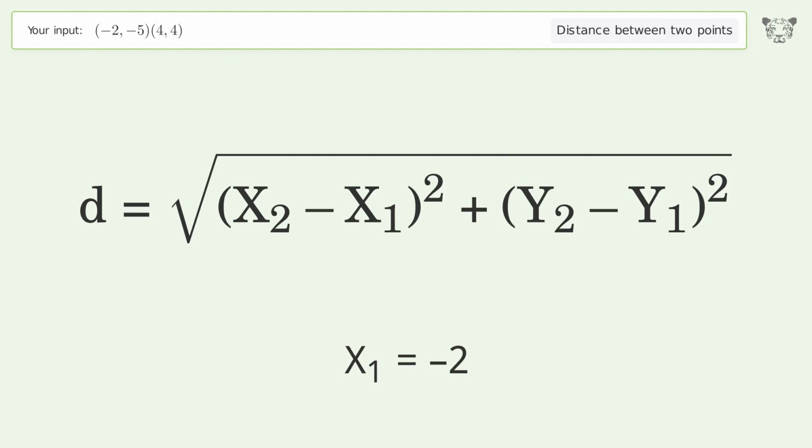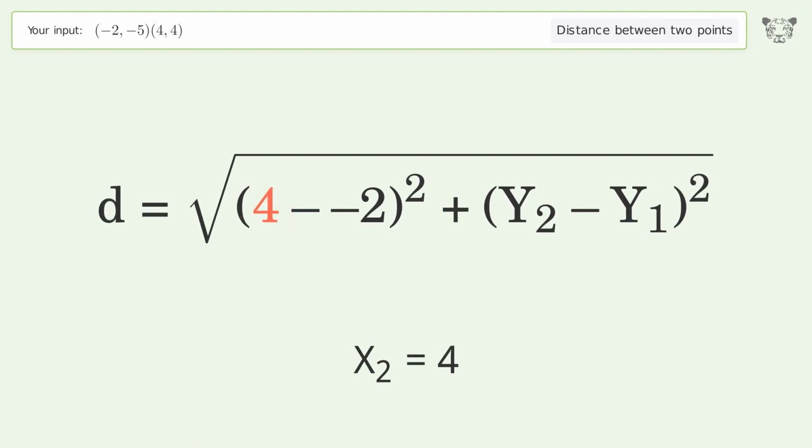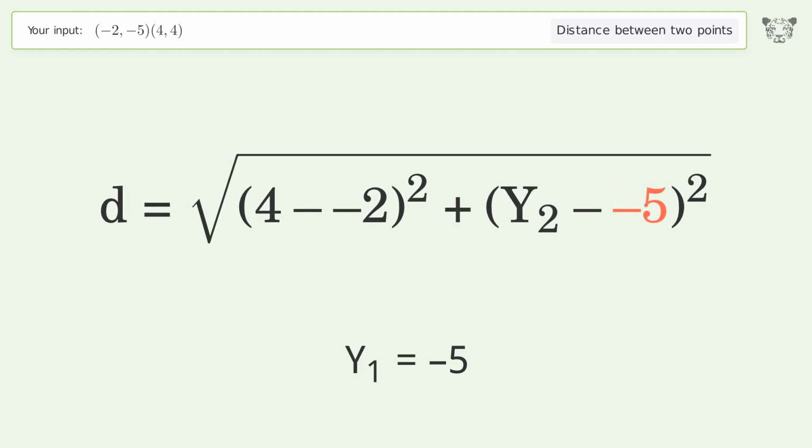x1 equals -2. x2 equals 4. y1 equals -5. y2 equals 4.